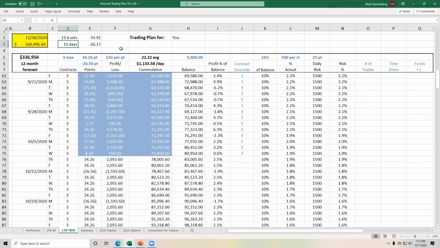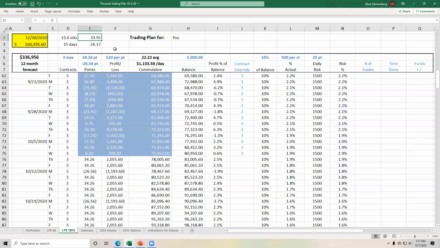This number right here represents the number of losing days out of that 13 and a half weeks. So we've had 15 losing days. These two numbers represent the average winning day and the average losing day. So all of our losses are averaging 26.17, and all of our winning days are averaging 33.91.